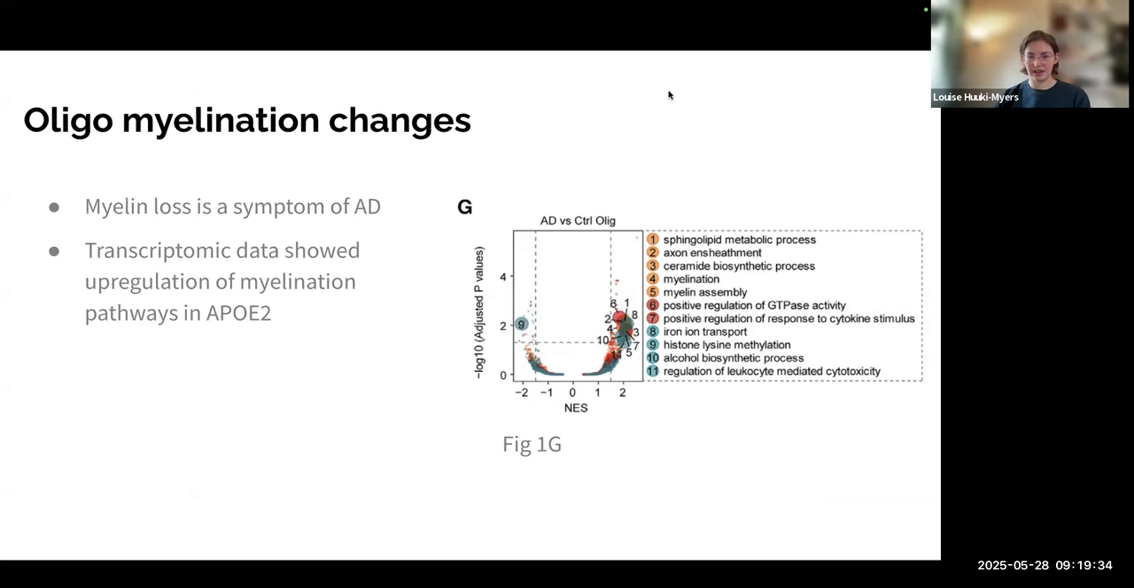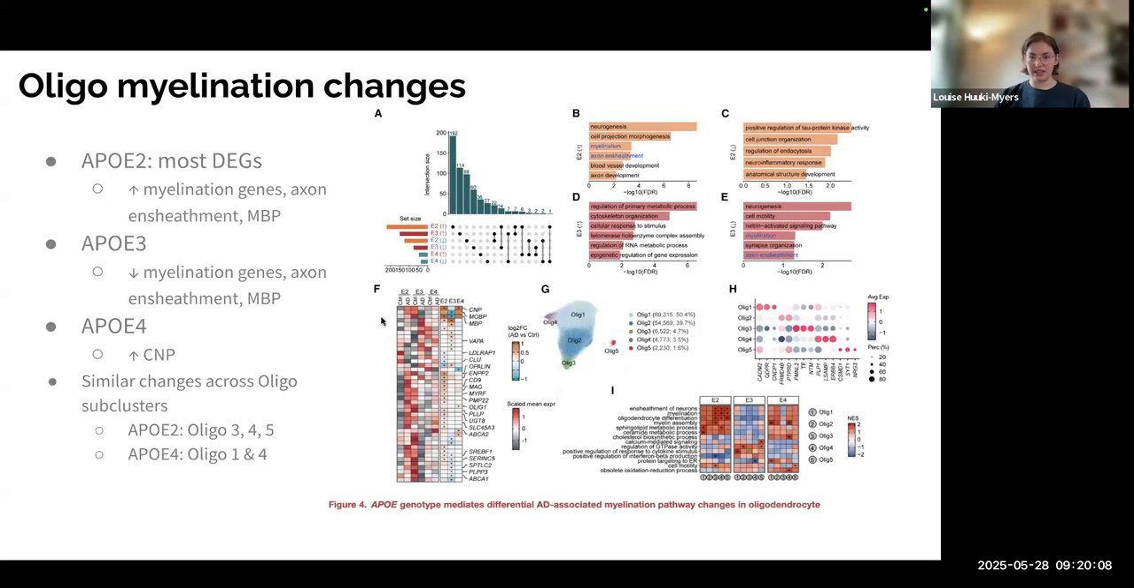So then another group of changes that they focus on is in oligodendrocytes. They're looking at changes in myelination. They see that myelination is commonly one of the highest gene set enrichment results. And also, we know myelin loss is a symptom of Alzheimer's. So the transcriptomic gene set enrichment showed upregulation of myelination in ApoE2. So they dig into this again.